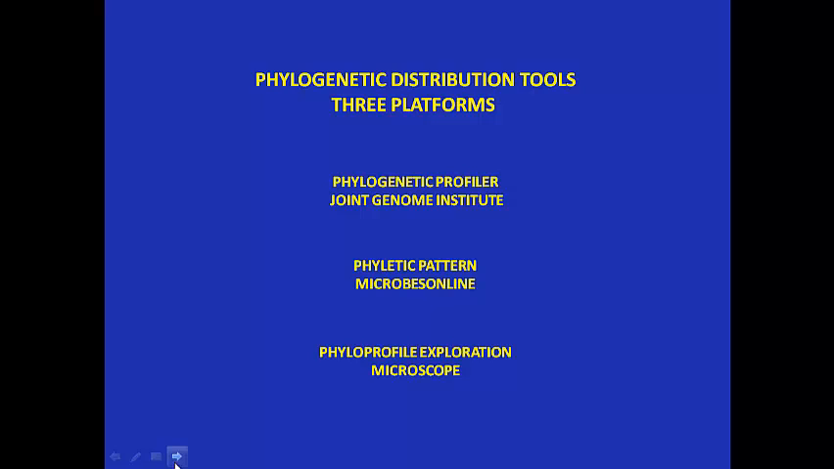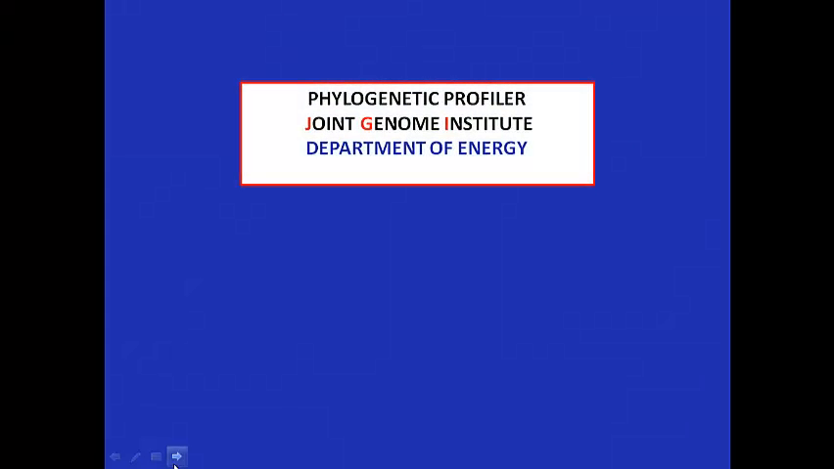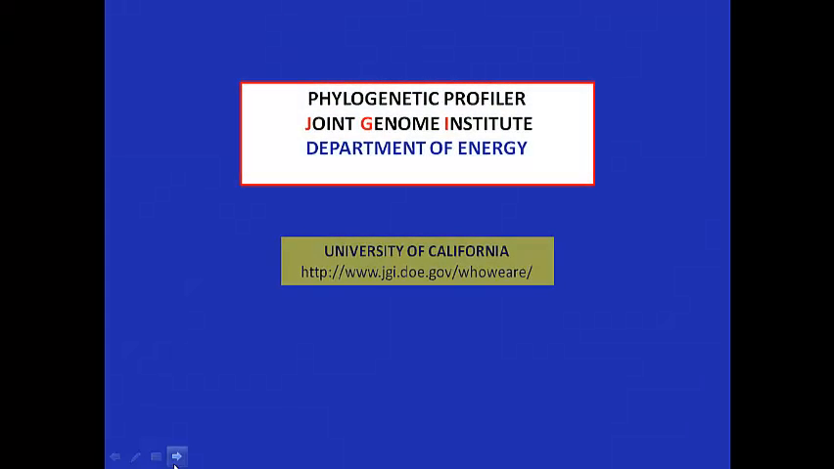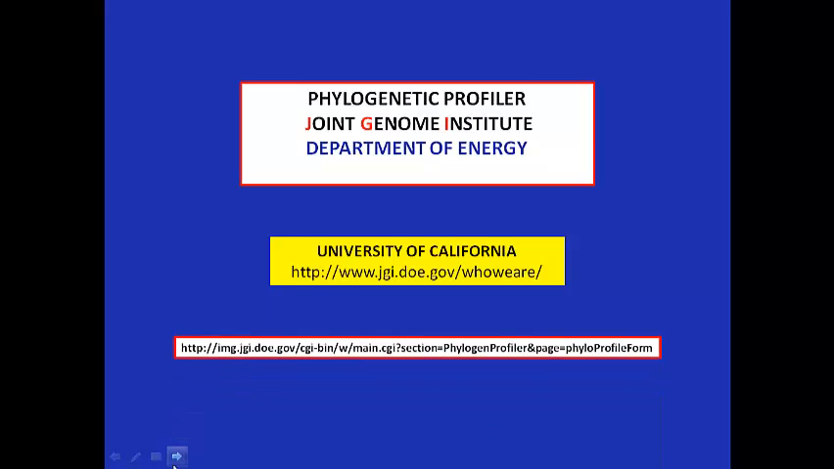Both the Phylogenetic Profiler of the Joint Genome Institute and the Phyletic Pattern of Microbes Online are supported by the Department of Energy of the United States of America. The JGI Phylogenetic Profiler is operated by the University of California for the DOE. The JGI Profiler website has the address shown on your screen.